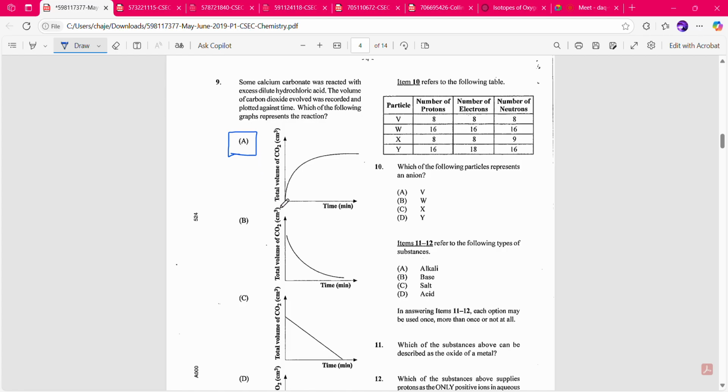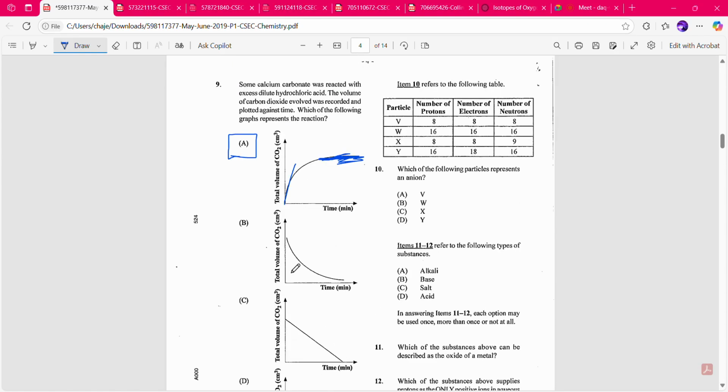Right, as you remember, initially it starts off very quickly. This part is very fast, and then as time progresses, when we're using up all our reactants and we have less and less reactants, the rate of carbon dioxide gas production slows down, hence this line right here. It's not a straight line. It can't be a straight line. It has to be a curve. This curve shows that the gas is increasing, but at the same time the rate is decreasing.